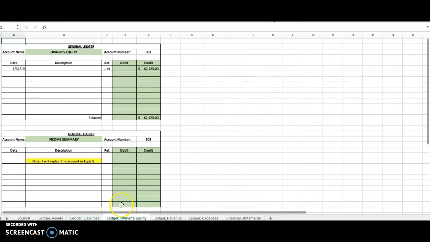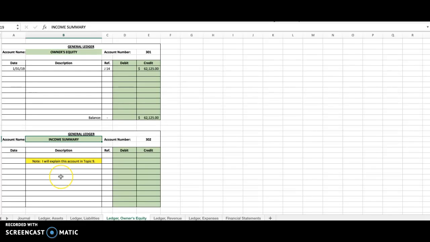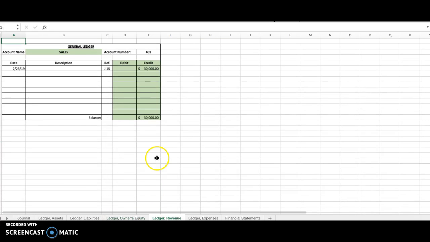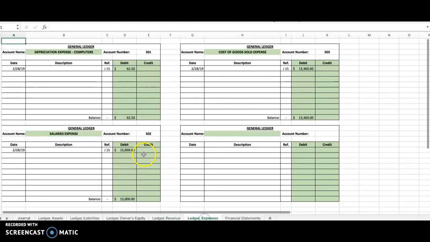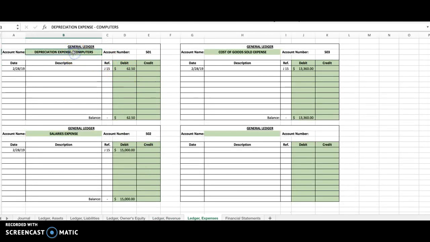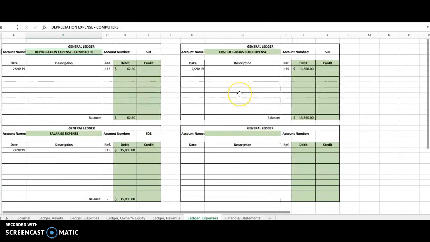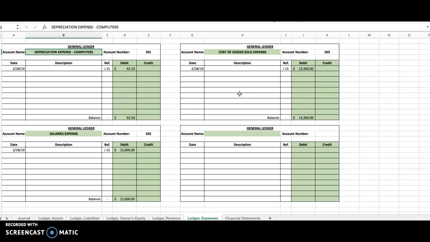Owner's equity, we're not going to do anything with right now, other than I want to point out this new account that we will be looking at in topic 9, and we're not going to be concerned with that at this point, but we will in the next topic. Revenue, we had one sale, $30,000, we have accredited, and then the expenses, depreciation expense for computers, and salary expense, and we have cost of goods sold expense that we just figured out. So those are all the journalizing and all the posting that has been done for this company.